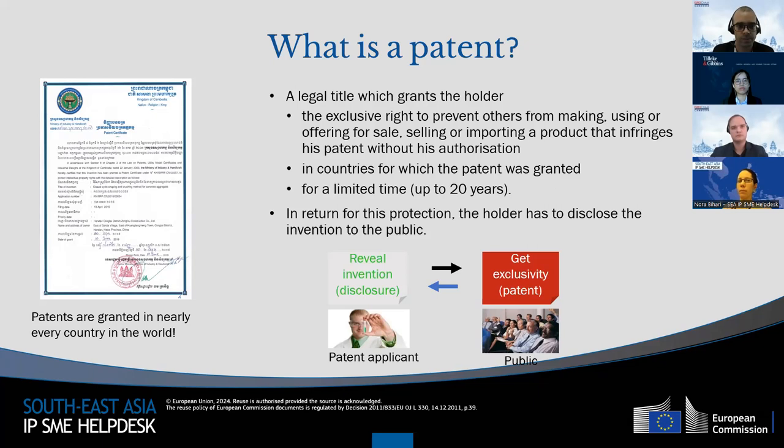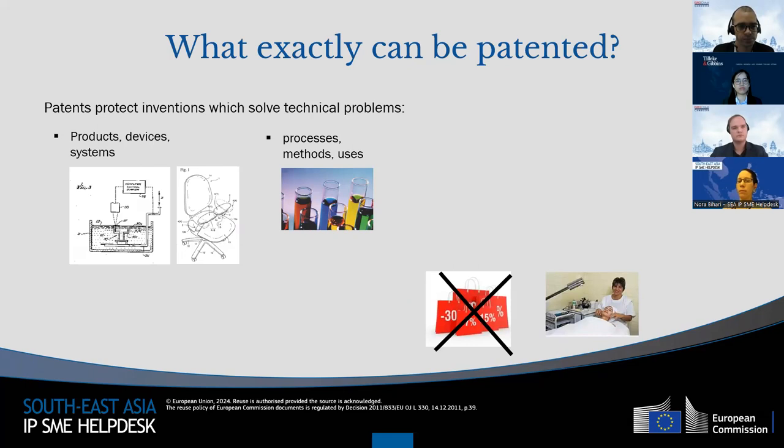So what exactly can be patented? According to the Cambodian patent law, a patent shall be granted for any invention in any field of technology and may relate to a product or process, provided they are new, involve an inventive step, and are susceptible to industrial application. So new here means new to the world. New to the world means there should not have been any previous public disclosure of the invention before the date of filing.